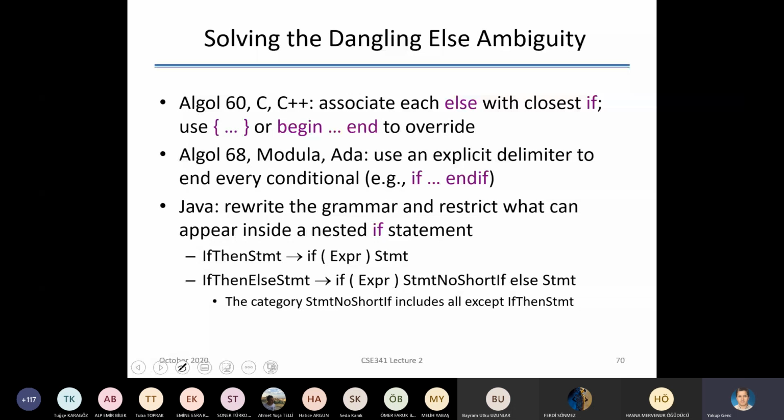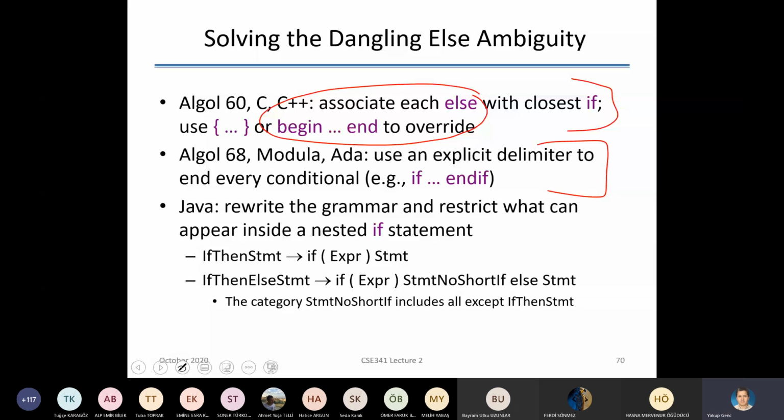Why do the other people not do something like that? They could have done it, but that would be too restricting, writing another end if. Again, this is the engineering side of things. They think that this is the most optimal one, and these people think that this is the most optimal one. In Java, they rewrote the grammar and restricted what can appear inside the nested if statement. So there are alternative approaches to this one.